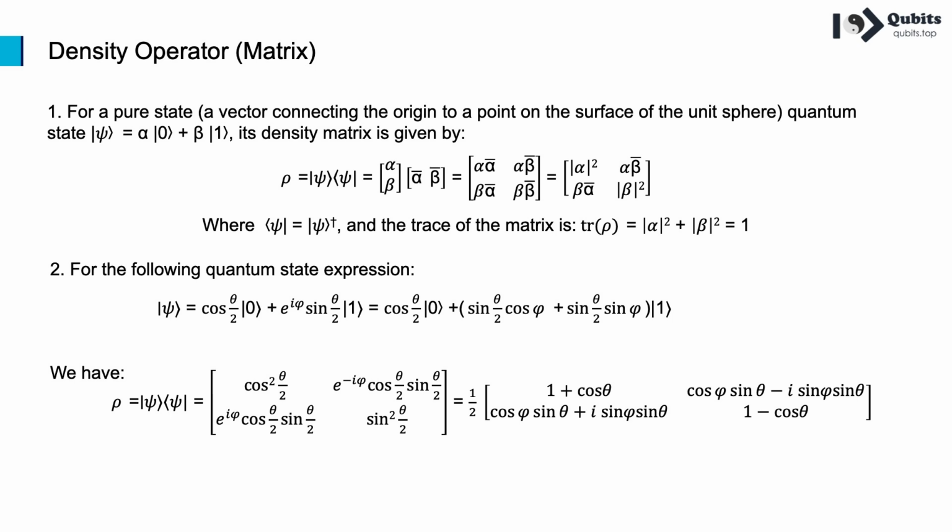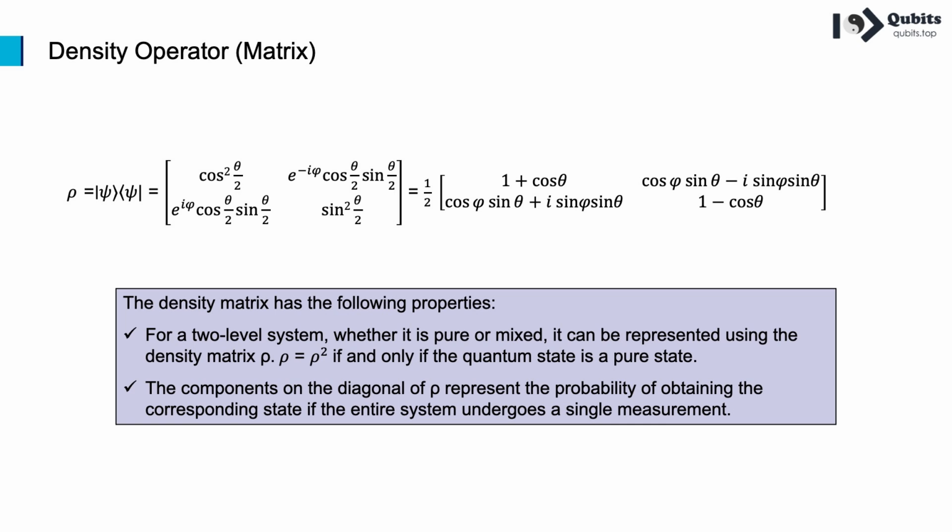and protocols. Let's talk about the properties of density matrices in quantum computing. One important thing to note is that for a two-level system, whether it's a pure state or a mixed state, it can always be described using a density matrix, denoted by ρ. One important property of a density matrix is that it's a positive semi-definite matrix, meaning that all its eigenvalues are non-negative. In addition, a density matrix satisfies the condition that ρ equals ρ squared, which is true if and only if the quantum state is a pure state.